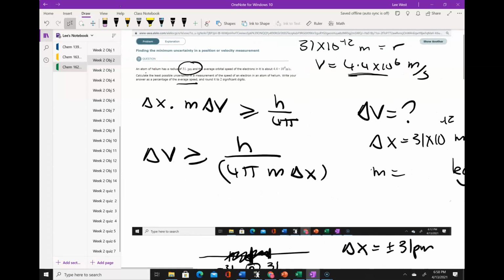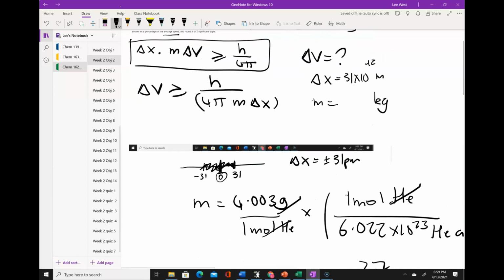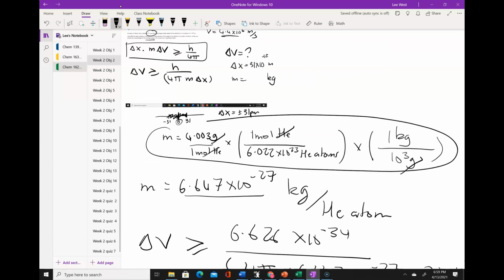So what we did was we reorganized the Heisenberg uncertainty principle to solve for delta v, and then we made sure our mass and our delta x were in correct units. So our mass was in kilograms and our delta x was in meters. Now, getting the mass was a little bit complicated because we only have the mass of a whole mole of helium atoms. So we had to turn that into the mass of one helium atom in kilograms, and then we were good to go. We did our plug and chug.